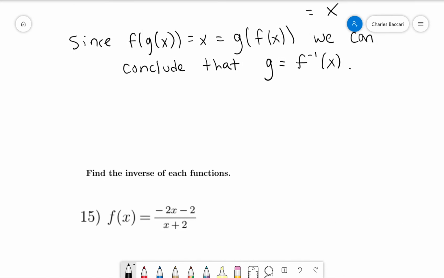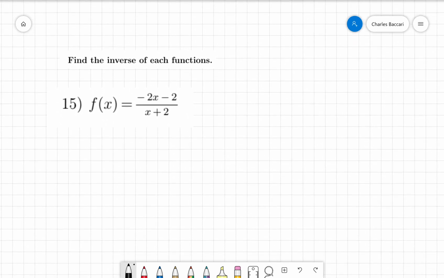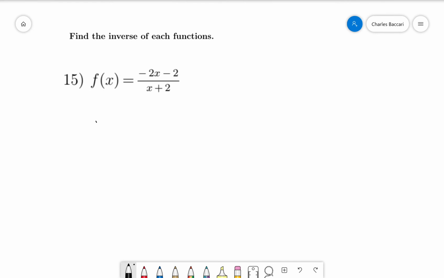Okay, now we're going to do one more example. We're going to find the actual inverse itself. To do this, we have y is equal to negative 2x minus 2 over x plus 2. So from earlier examples, we've seen that if you want to do this, we switch x and y and we simplify, or we solve for y again. So we're going to switch the places of anywhere we see y, we're going to put x, and anywhere we see x, we're going to put y.